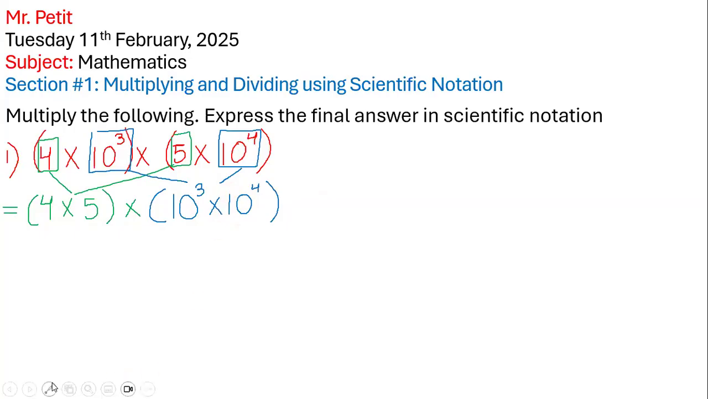The next thing I'm going to do, I'm going to multiply. So I'm going to say, okay, what is 4 times 5? 4 times 5 is 20. So bring that down. 4 times 5 is 20, multiplied by, what is 10 to the power of 3 times 10 to the power of 4? That's going to be what?